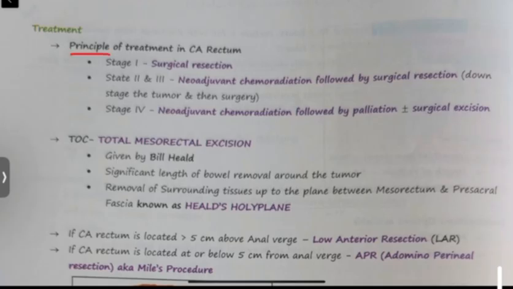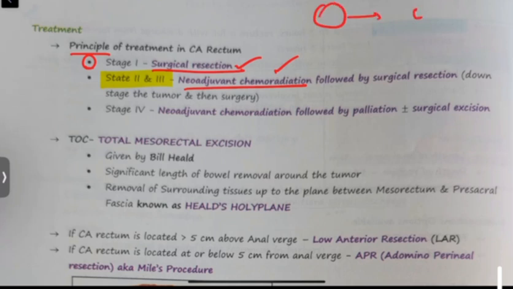That is, what is the principle? Principle is, if it is in stage 1, then we'll just go for surgical resection of the tumor. If it is in stage 2 or 3, we'll go for neoadjuvant chemoradiation. Neoadjuvant chemoradiation is before surgery, we'll give chemoradiation. So this much thick is the tumor, when we give chemoradiation neoadjuvant before surgery, it will regress to some certain extent. Okay, after this we will resect this and then again give chemoradiation.